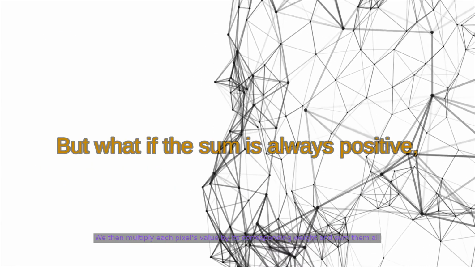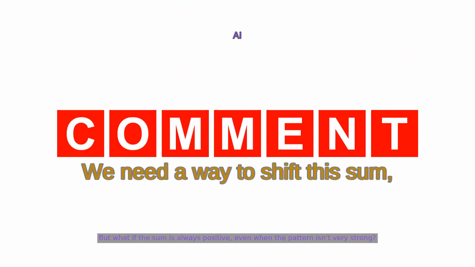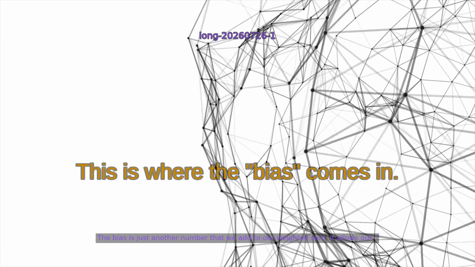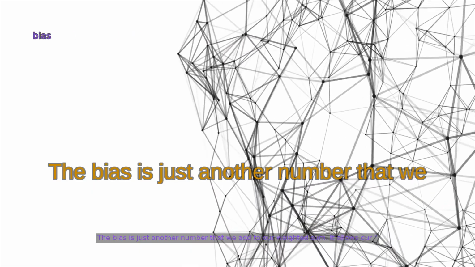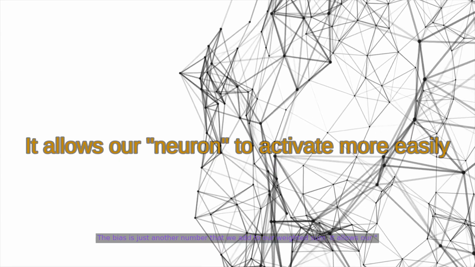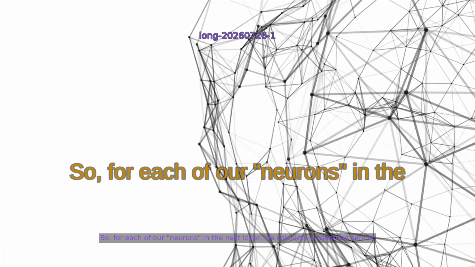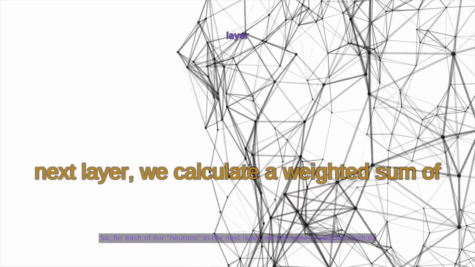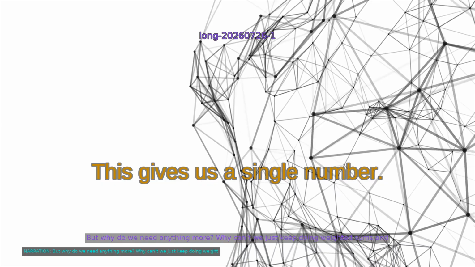But what if the sum is always positive, even when the pattern isn't very strong? We need a way to shift this sum, to set a baseline or a threshold. This is where the bias comes in. The bias is just another number that we add to our weighted sum. It allows our neuron to activate more easily or less easily, regardless of the input. So, for each of our neurons in the next layer, we calculate a weighted sum of its inputs, and then add a bias. This gives us a single number.